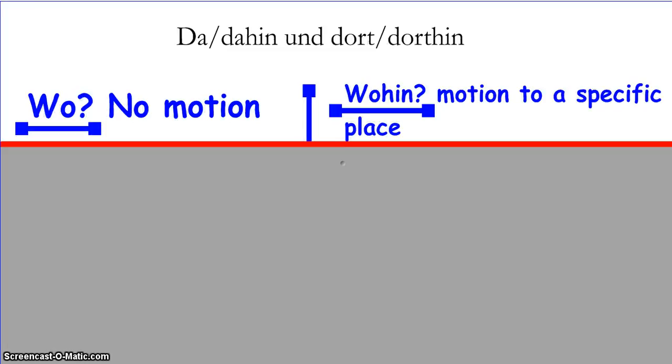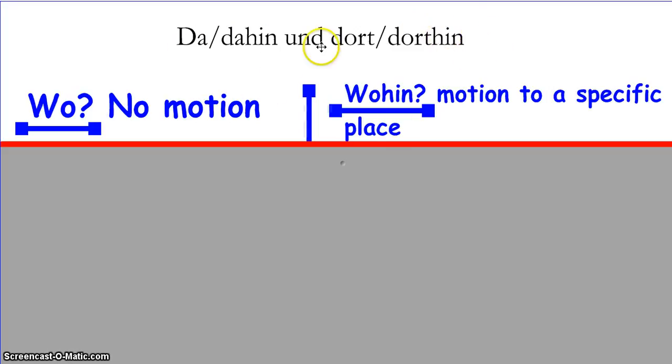We're going to examine today two interesting concepts. One is some words that we already know, so da and dort. And how is that in juxtaposition to dahin and dorthin? If you take a look at these words right now, you might recognize that you've seen this hin part before.